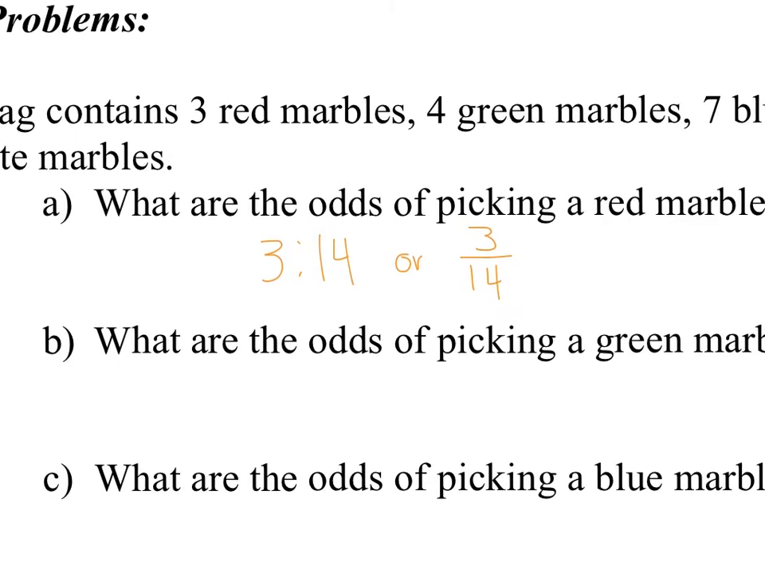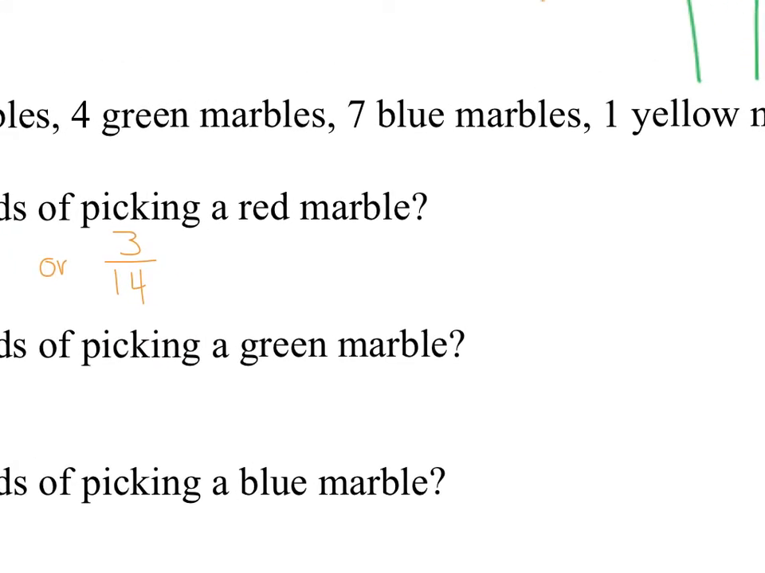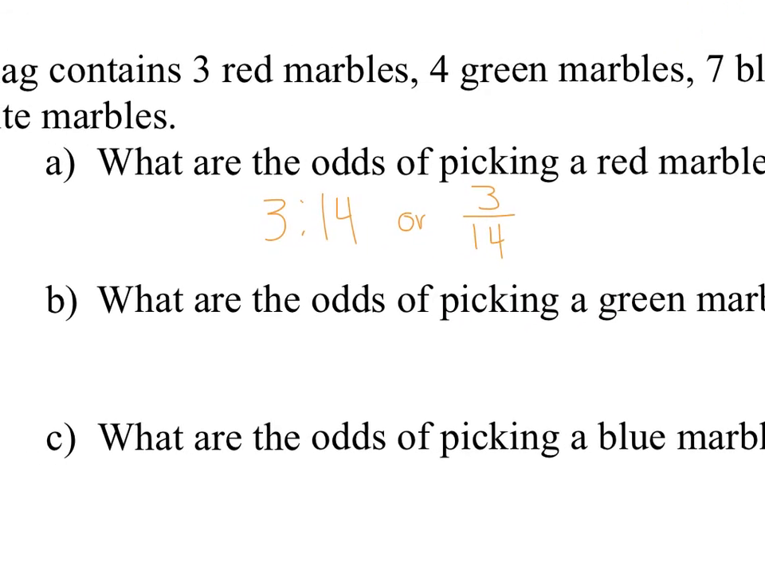B, it says, what are the odds of picking a green marble? How many green marbles are there? 4. The green marbles are the ones we want. There's 17 total, so 17 minus 4 leaves us with 13 marbles that we don't want. So 4 to 13.